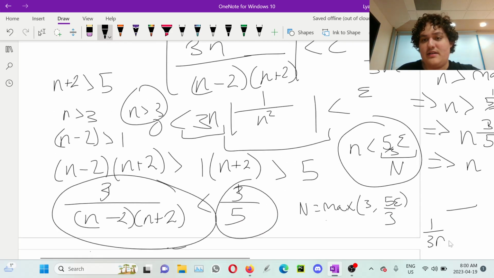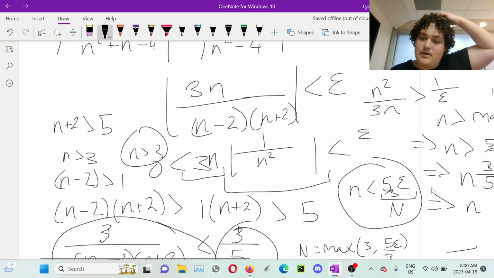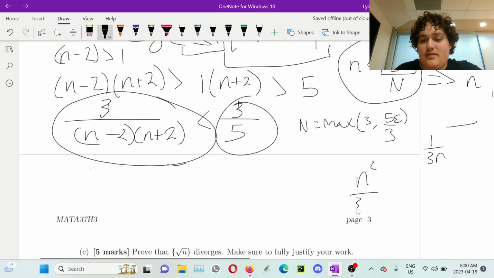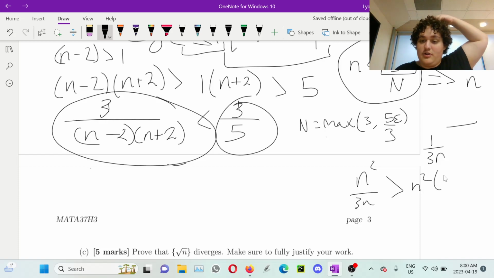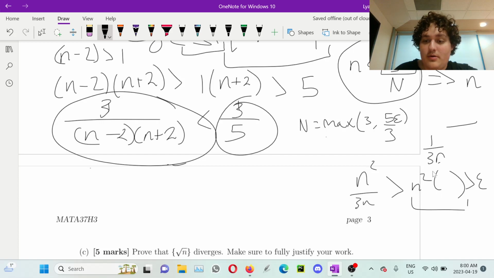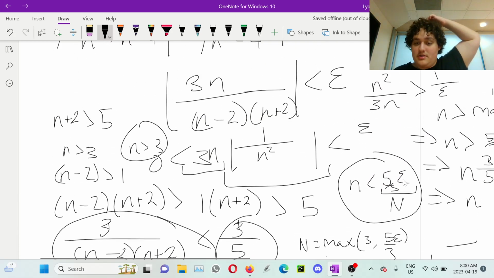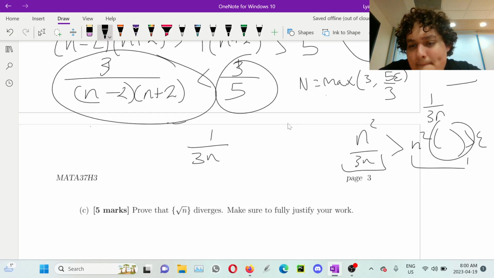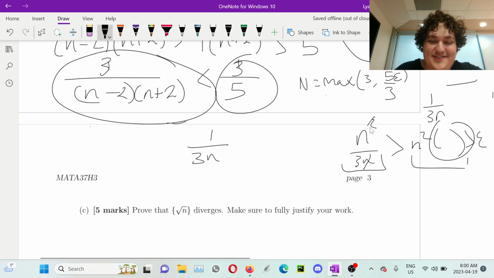We want to find a lower bound on it, because then we want to say that n squared over 3n is bigger than n squared times the lower bound of 1 over 3n, which will be more than epsilon. So if this is more than epsilon, then with the lower bound here, then this will definitely be more than epsilon. So we want a lower bound of 1 over, this won't have a lower bound though. Oh, wait. The n's cancel. I'm so stupid.